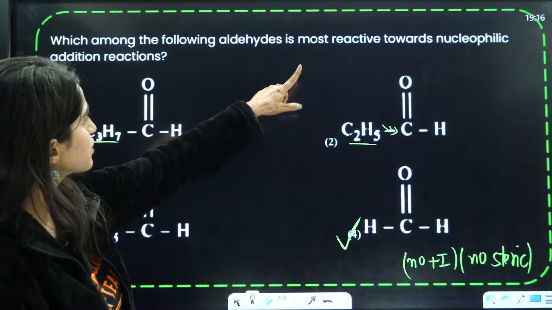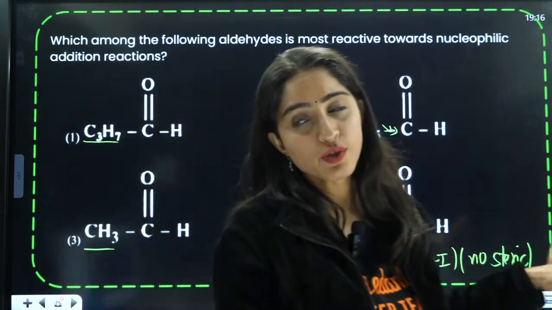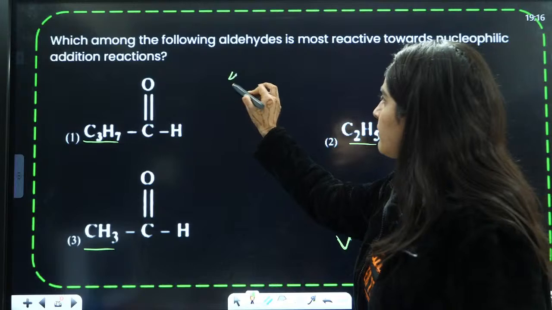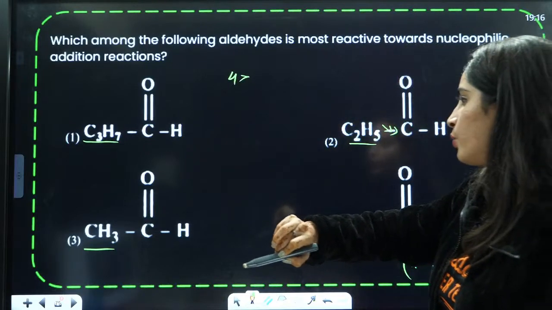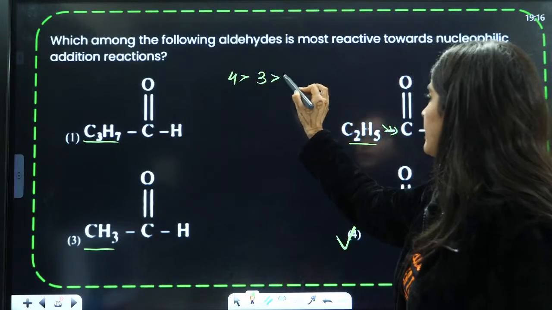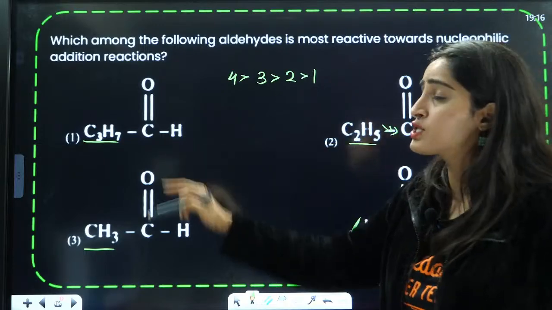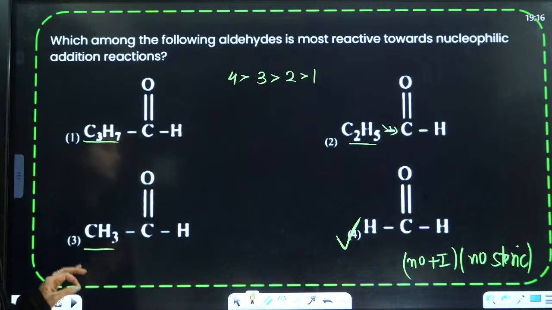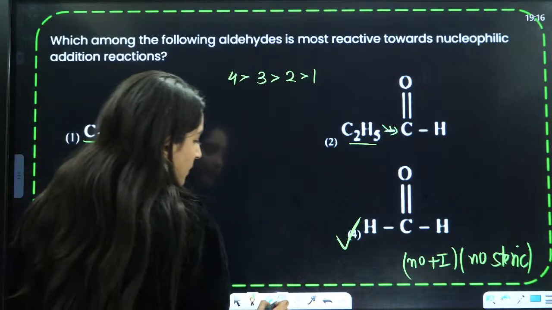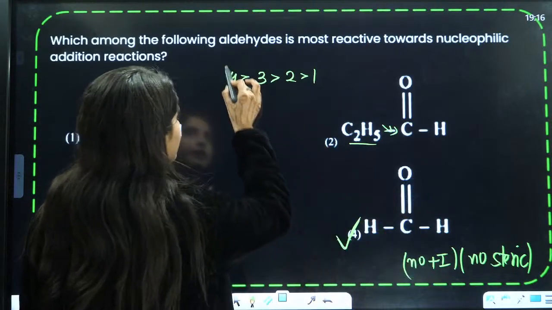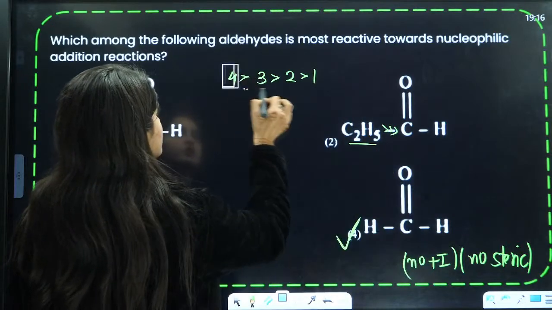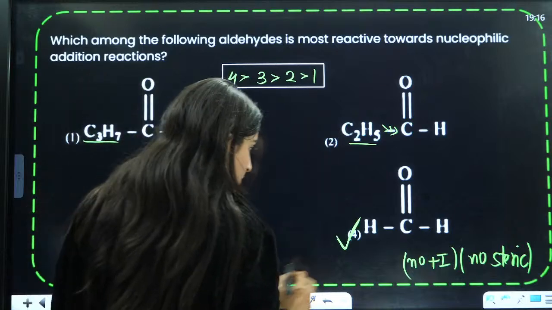They are asking you the most reactive, so the 4th is the most reactive. If you talk about the series, the 4th will be most reactive, then you will have the 3rd, then the 2nd, and the 1st will be the least reactive among them, right?